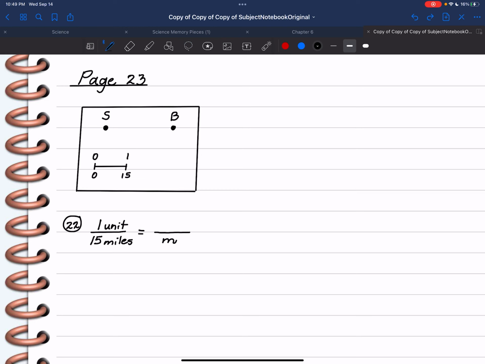So I'm going to say that it was 2 units between the 2 cities. So I'll multiply 15 by 2 to get 30. And 30 divided by 1 is going to be 30. So it is 30 miles between those 2 cities. And that is, wow, not one of my choices.